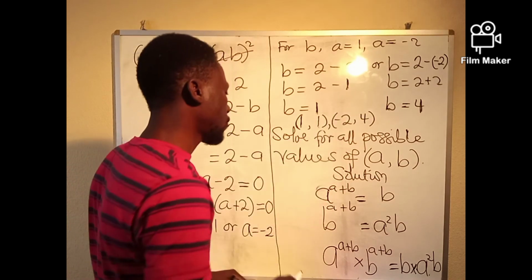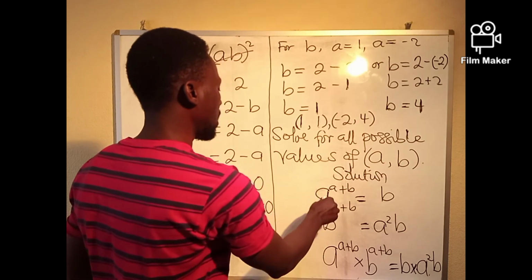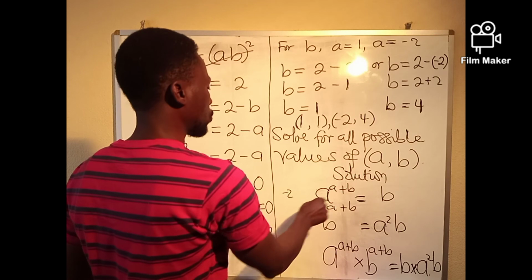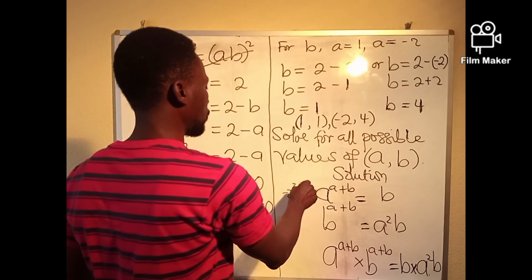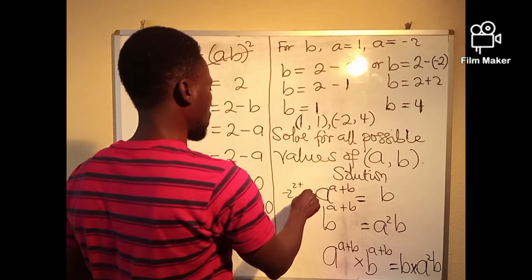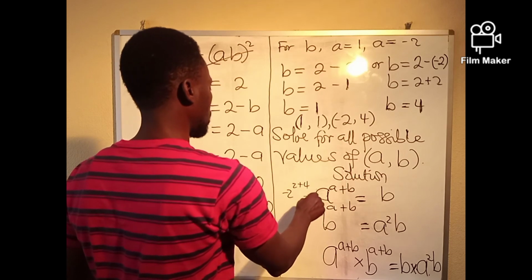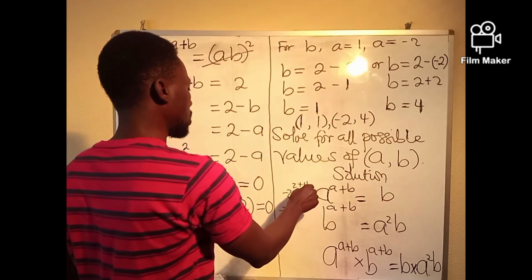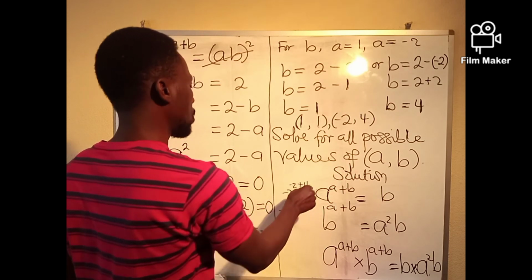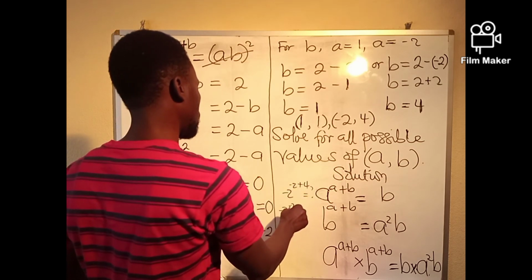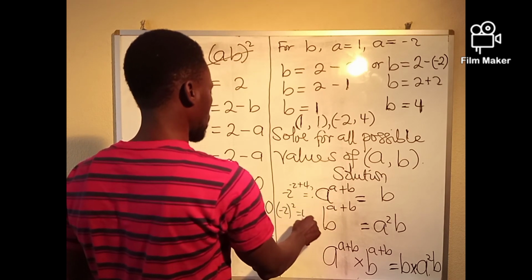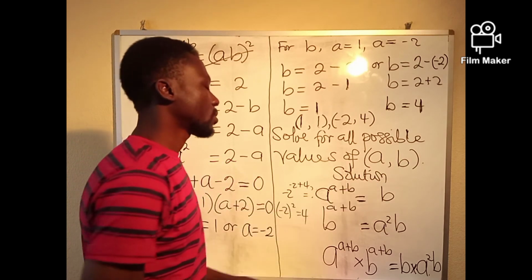And then also let's use 4 now for b. So now we put a to be equal to negative 2. And then this is negative 2 plus b, which is 4, equal to what? 4 minus 2 is 2. So this is negative 2 squared, and negative 2 squared will give us 4. 4 is equal to 4.